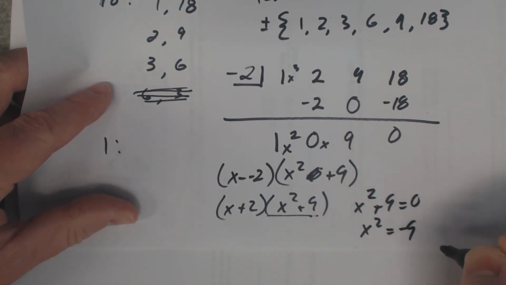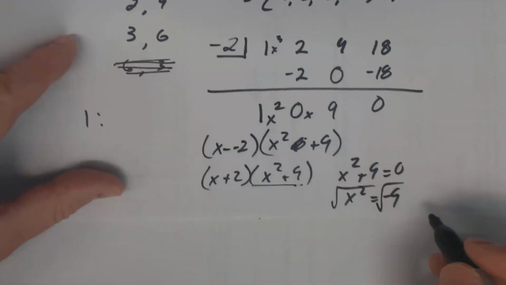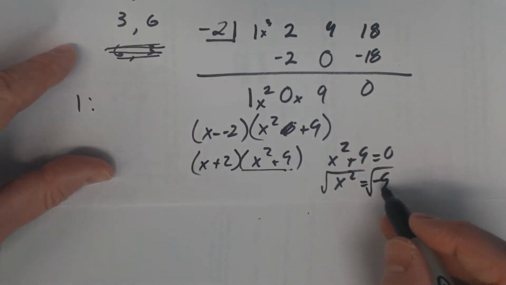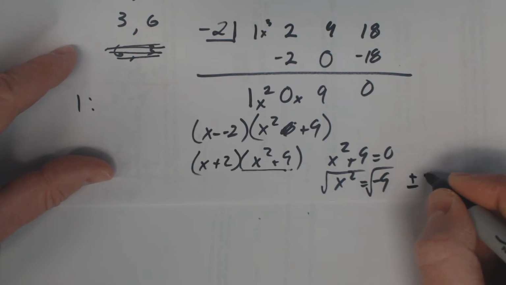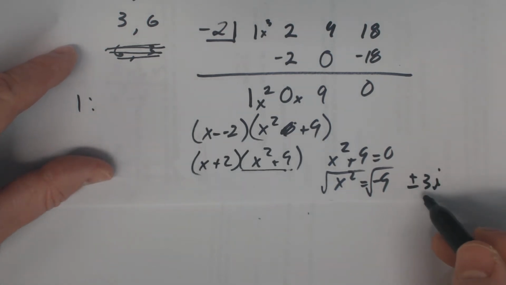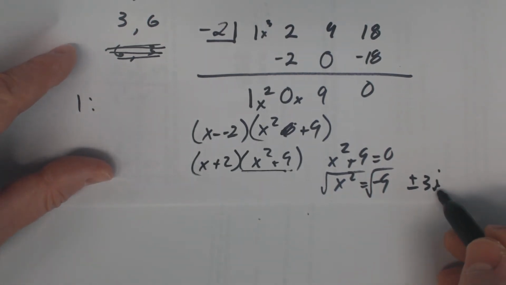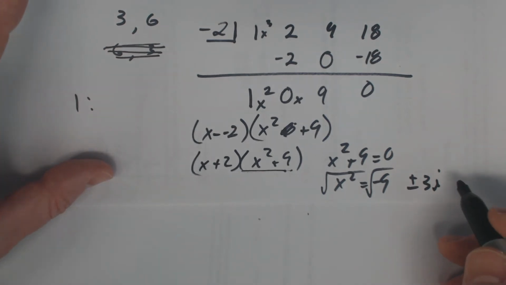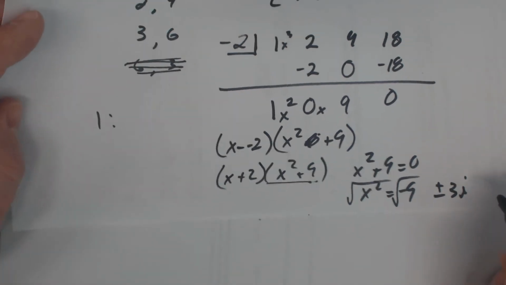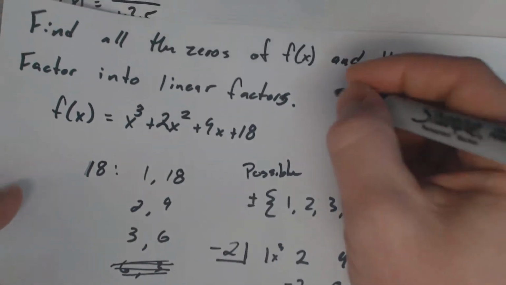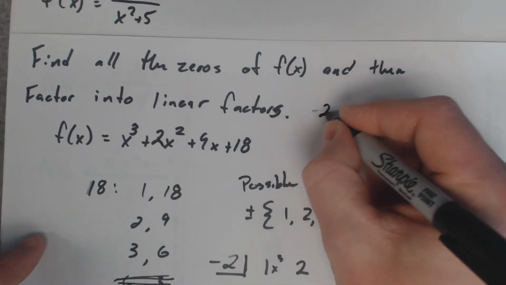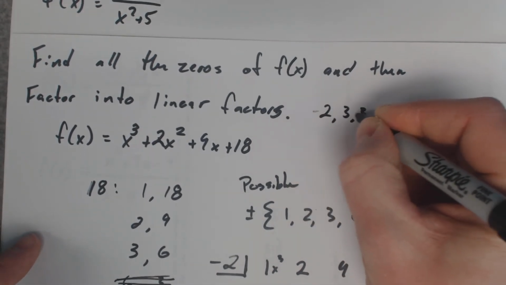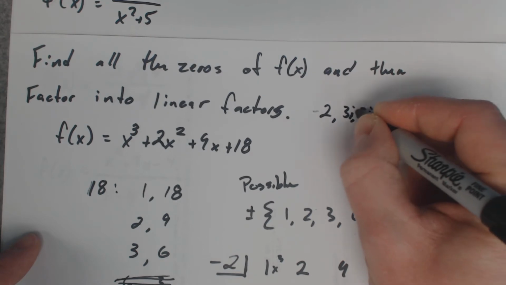Subtract 9. Oh, that's why I'm not seeing it. If I take the square root of -9, it's plus or minus 3i. That's why I didn't see it on the calculator. They were invisible. They're not invisible, they're imaginary. So all the zeros were, let's see, -2, 3i and -3i.